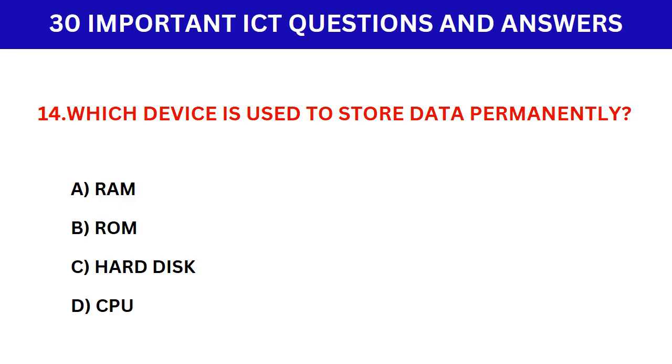Question number 14. Which device is used to store data permanently? Option A, RAM. Option B, ROM. Option C, hard disk. Option D, CPU. The right answer is option C, hard disk. A hard disk stores data permanently even when the computer is turned off.